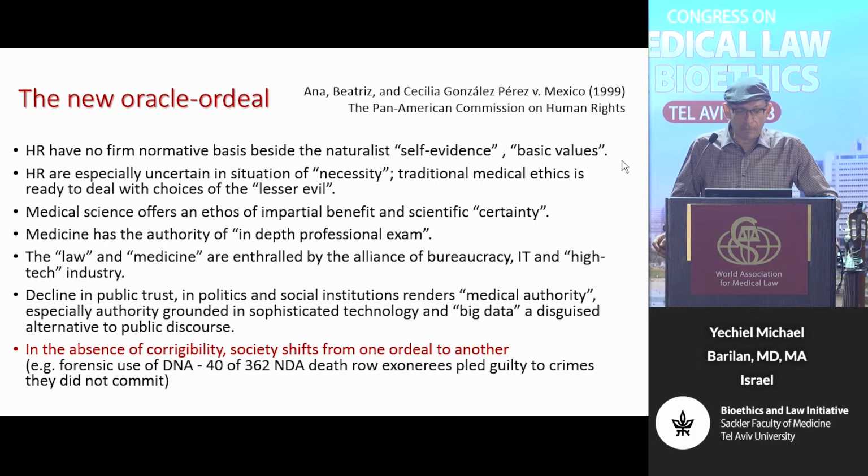So we have human rights that have no firm normative basis beside the natural self-evidence and basic values, and we all know it. It's like the American Constitution, that we all know that humans... what is this all know? Human rights are especially uncertain in situations of necessity.